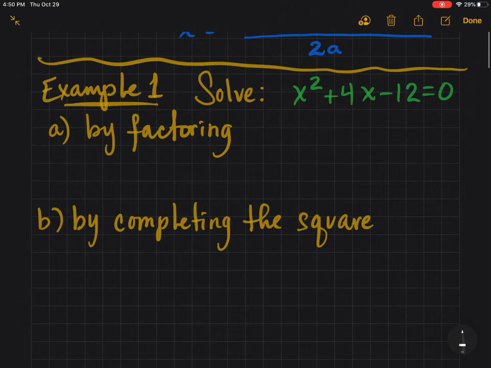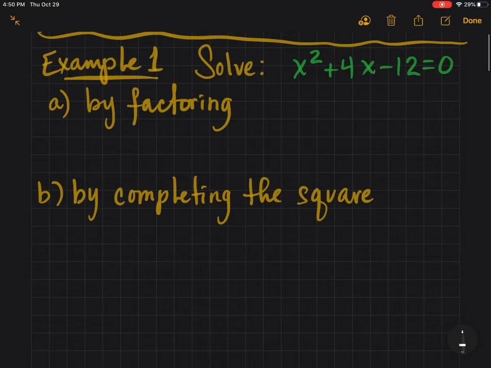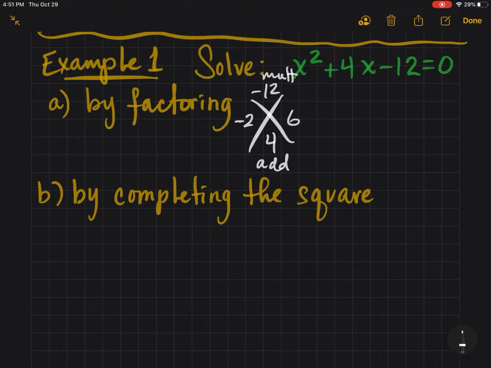Before we use it, let's first solve by factoring, then completing the square. Then we'll jump into the quadratic formula. So first of all, if we would like to solve by factoring, remember we put c on top, b on the bottom. We look for two numbers that multiply to negative 12 but add up to 4. So 2 times 6, negative on the 2, that should work.